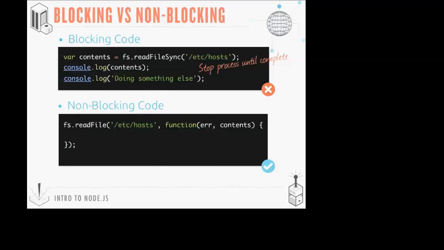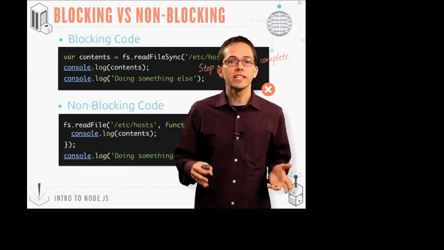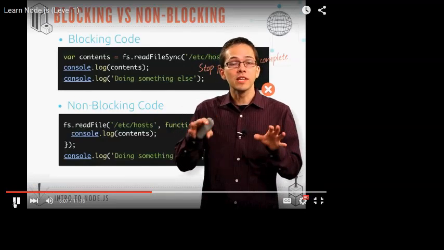The non-blocking version of this in Node is going to call read file, and look at this. We're actually sending in a function as the second parameter to read file. That's our callback. And when we get the contents, log the contents, and then we can say doing something else. So when we execute this, as we mentioned, it's going to start reading the file. It's then going to continue execution, and when it's done reading the file, it's going to print out the contents at some point in the future. Hopefully this JavaScript syntax looks familiar.